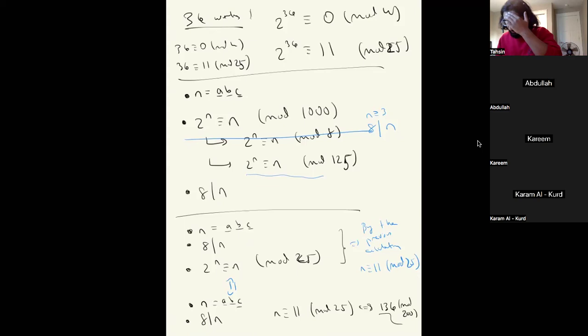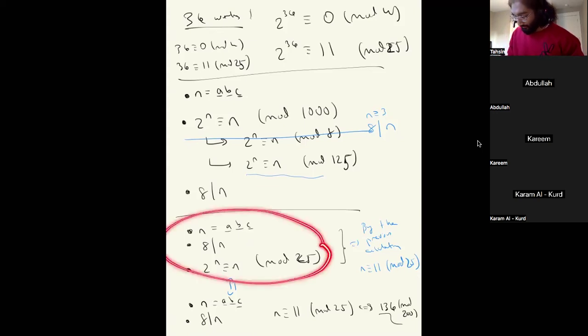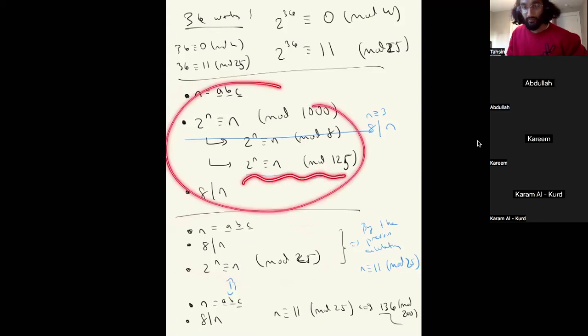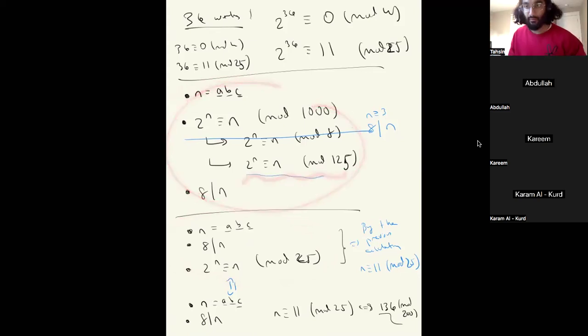So that's to get these conditions. But of course, what we were after is slightly stronger. We are after even 2 to the n being congruent to a certain residue mod 125. So we need to add this one, right? But again, what we'll see is there's a unique way to do this, right? So what's the point here?